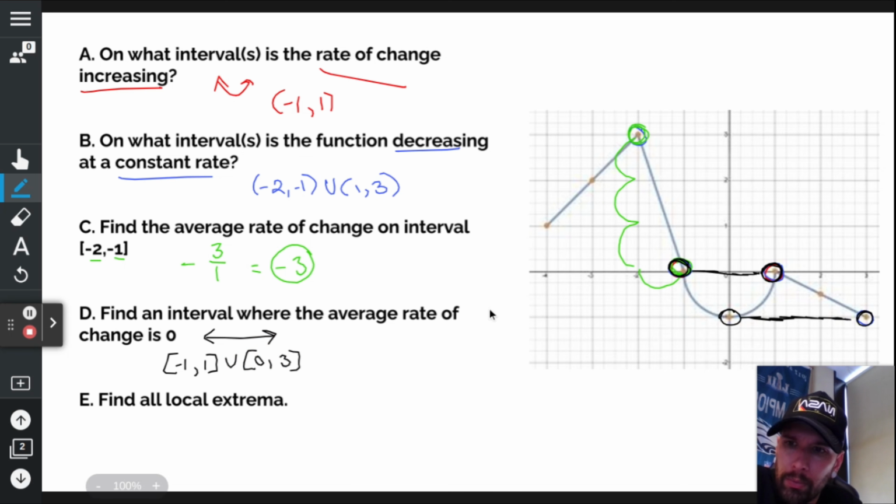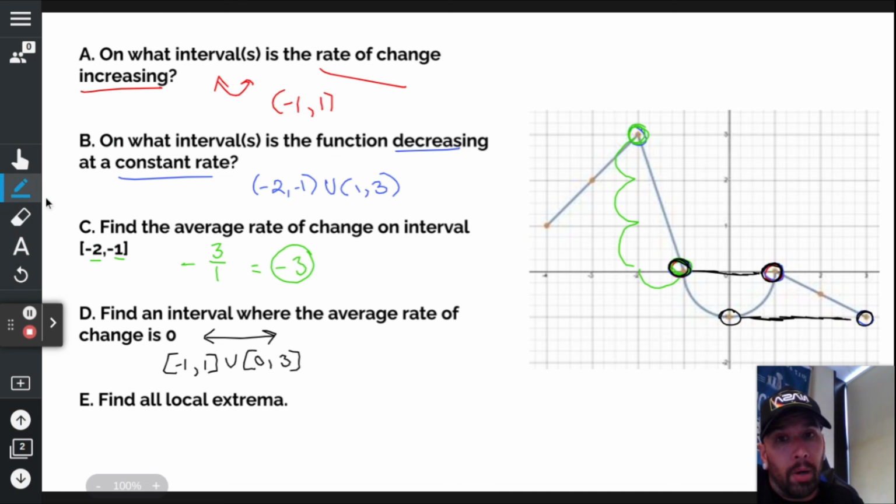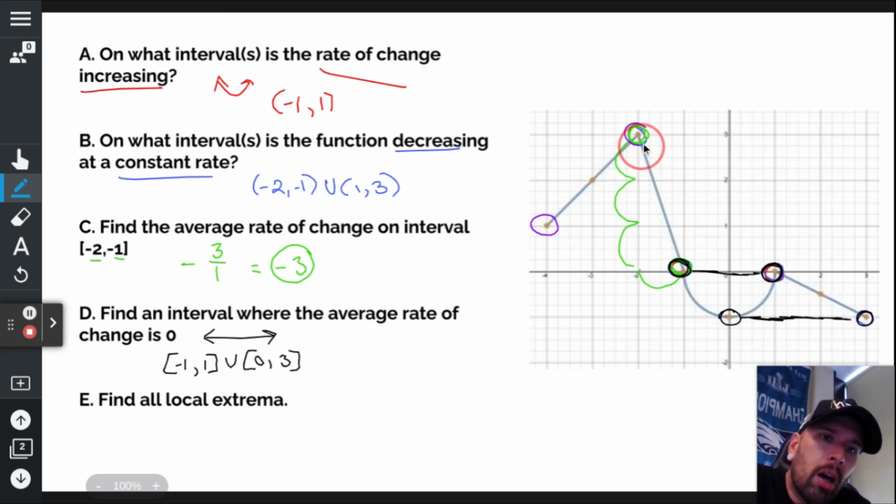There you go. Now I have one more color. I'll use all the colors. Find all the local extrema. The local extrema is any place where you have endpoints or maximums or minimums, or maxima or minima. So here's an endpoint. Here's a maximum. That's not. Here's a minimum. Here's a maximum. And here's an endpoint. So I have 5 of them.